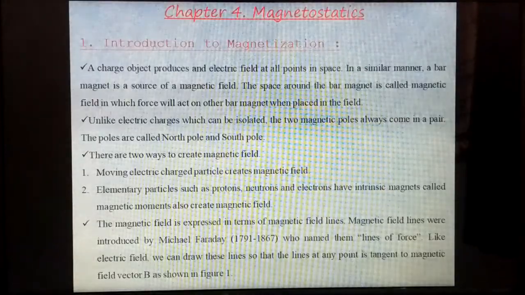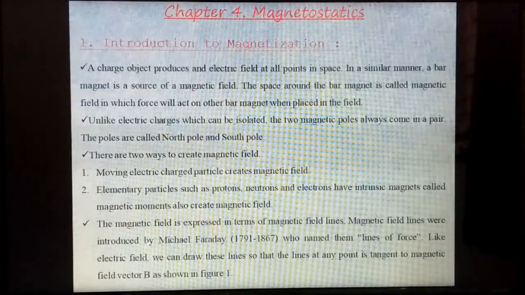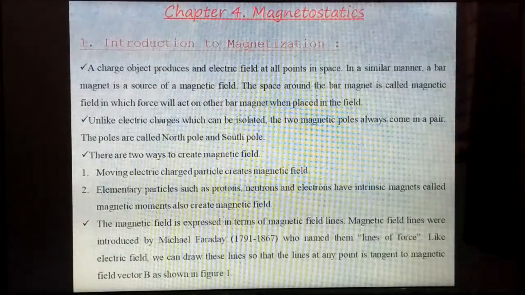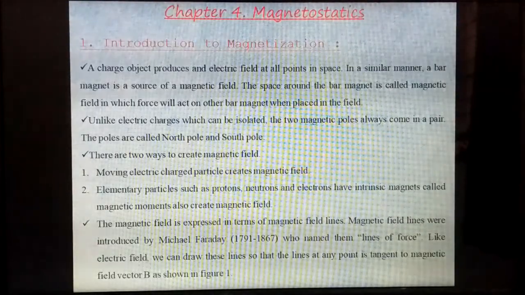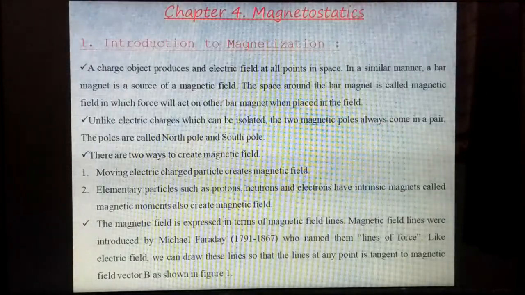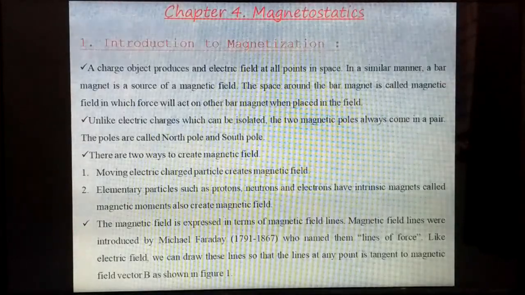Unlike electric charges, which can be isolated, the two magnetic poles always come in a pair. Which poles? The first one is the north pole and the second one is the south pole. There are two ways to create a magnetic field. First, a moving electric charged particle creates a magnetic field, and second, elementary particles such as protons, neutrons and electrons have intrinsic magnets called magnetic moment, which also create a magnetic field.